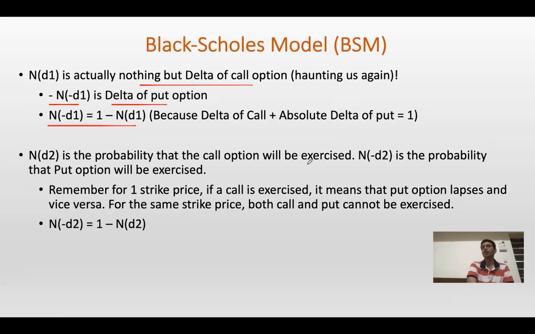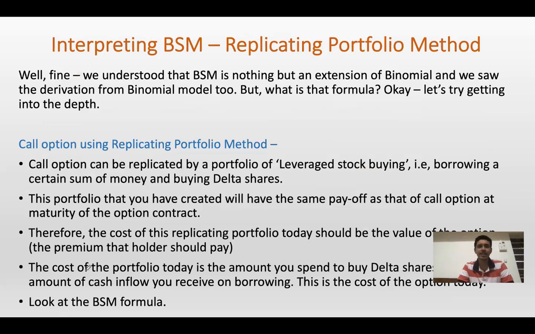N(d2) is the probability that a call option will be exercised. N(minus d2) is the probability that a put option will be exercised. For one strike price, if a call gets exercised, the put option lapses. For the same strike price, you cannot have both call and put being exercised at the same time. So that is the reason we have N(minus d2) equal to 1 minus N(d2). Because N(minus d2) is the probability that a put will get exercised, and a put getting exercised is nothing but the call not getting exercised. The call not getting exercised refers to 1 minus N(d2). So N(minus d2) is equal to 1 minus N(d2). Agreed? I think that is it.